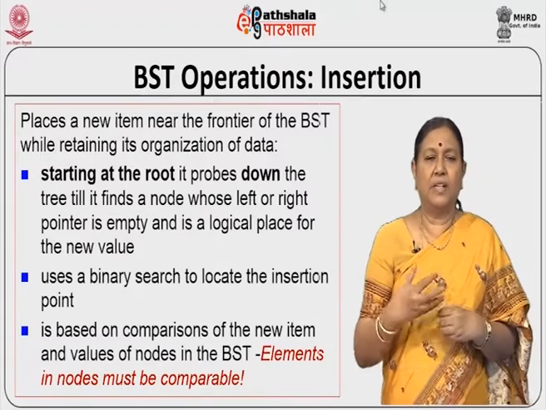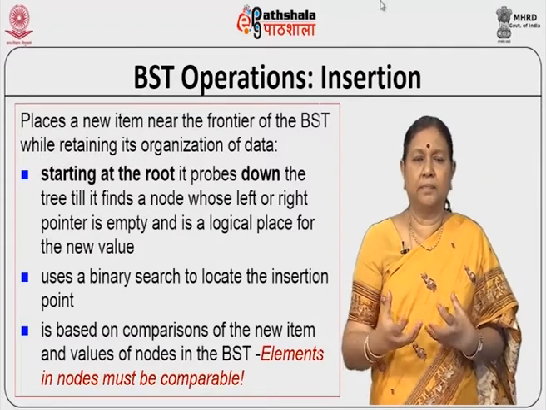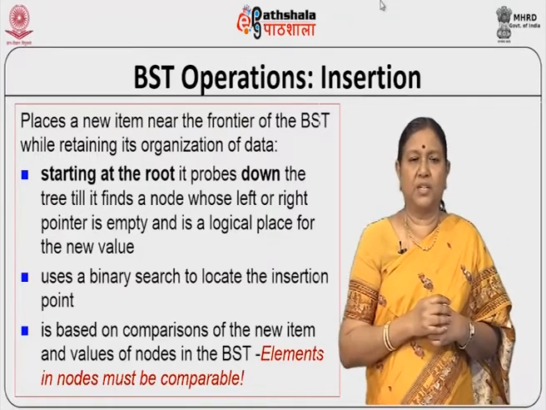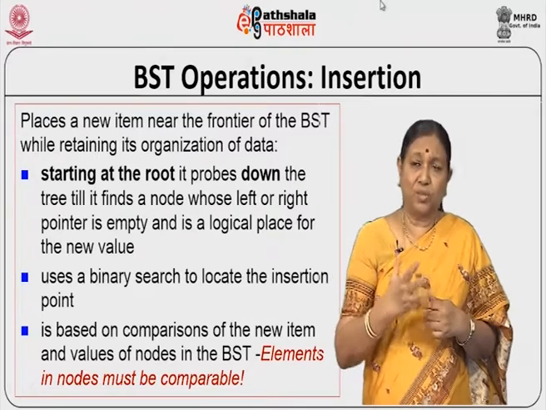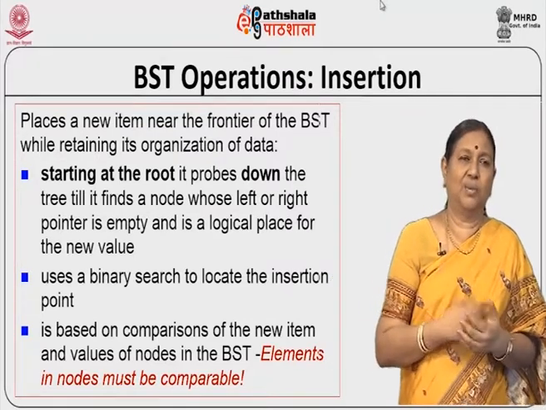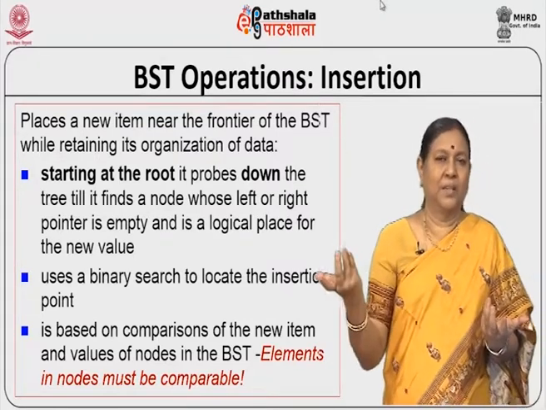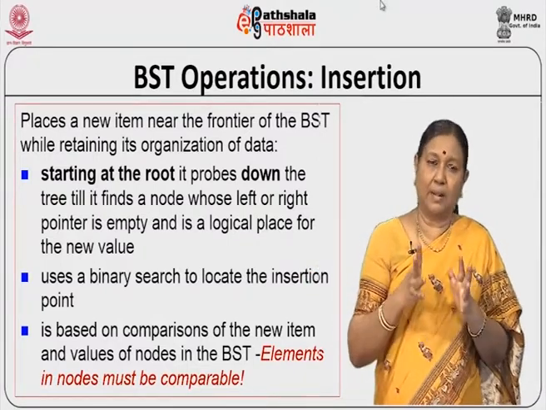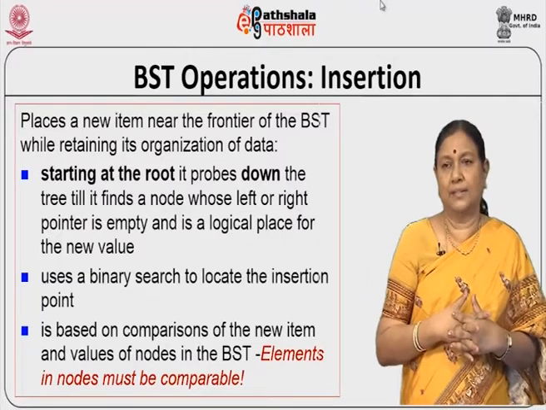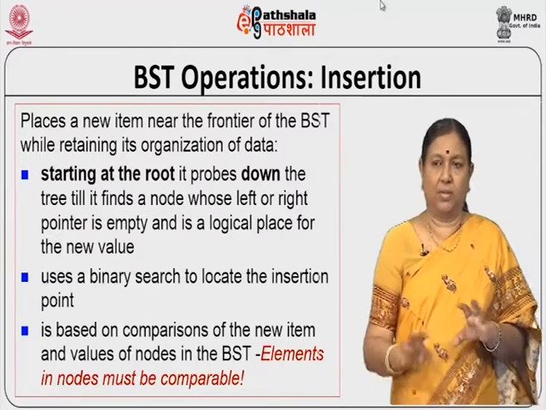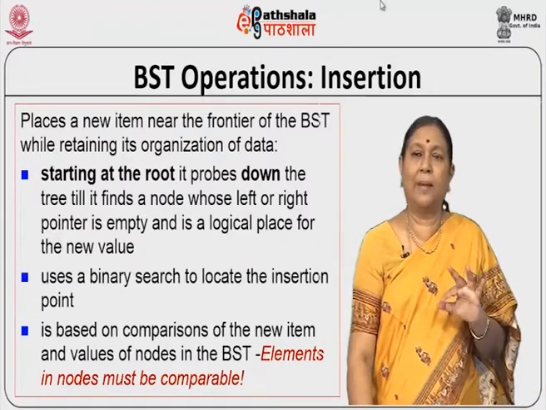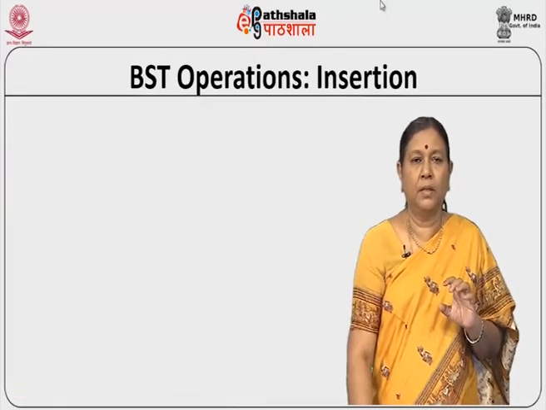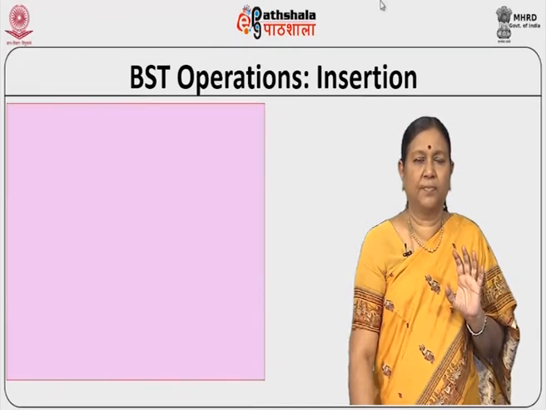It uses a binary search to locate the insertion point, based on the comparisons of the new item and the values of the nodes in the BST. It depends on those comparison operations, and of course, for binary search tree insertion, you cannot compare apple and apricot. The elements have to be comparable. Only if they are comparable can you say that it is a binary search tree. The organization of data can happen in lexicographic or numerical order only if it is comparable.